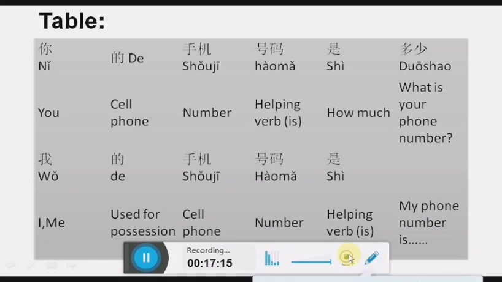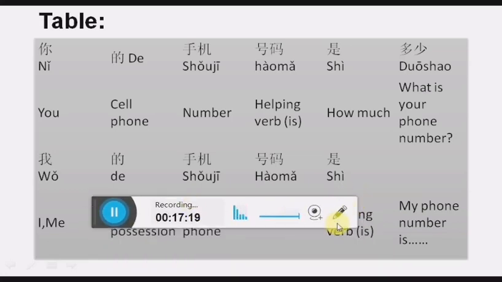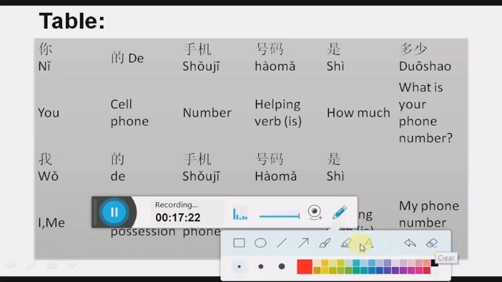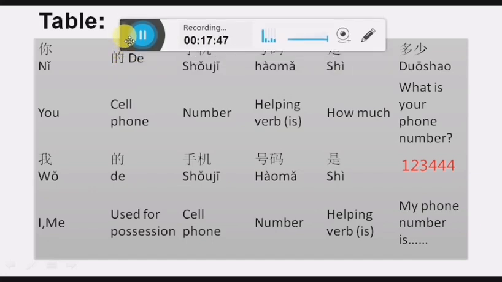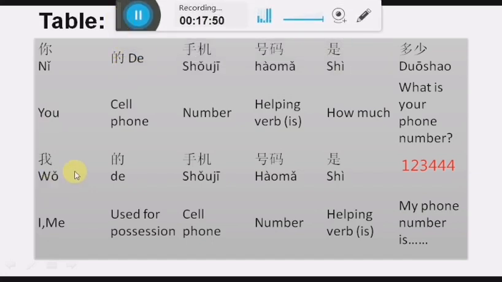我的手机号码是什么？ 我的手机号码是, for example, 我的手机号码是 yao er san si. Wo means I, wo de means mine, de is used for possession, shou ji means cell phone, hao ma means number, shi is a helping verb, is. My phone number is.